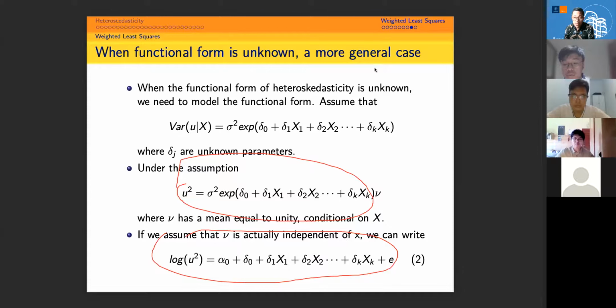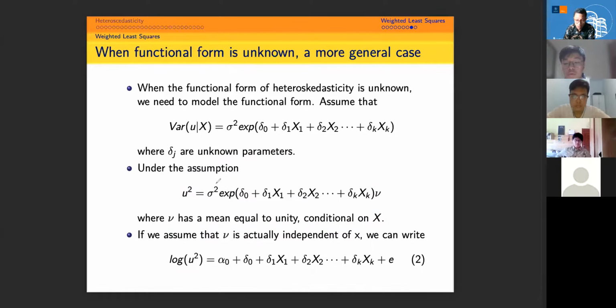All right. So let's go one by one. A log transform of sigma squared is going to be a constant. A log transform of the exponential is going to be whatever is inside this function. So that's the idea of the transformation.